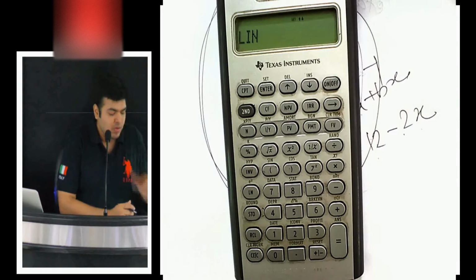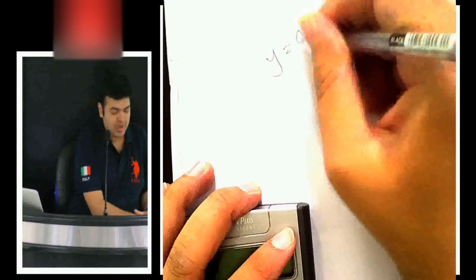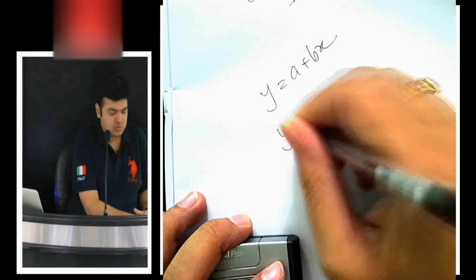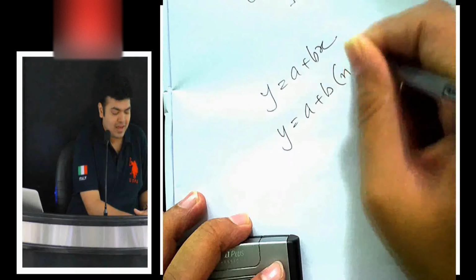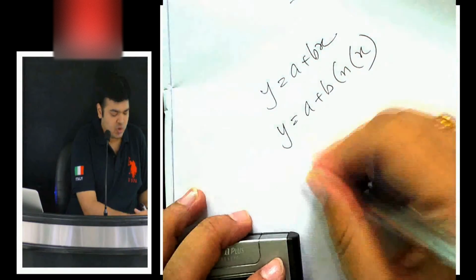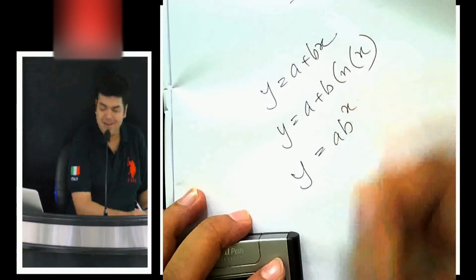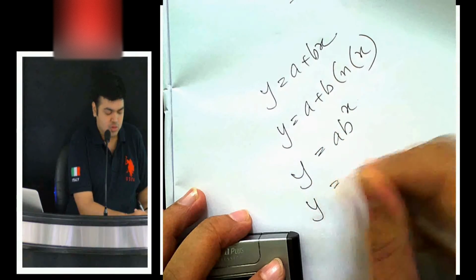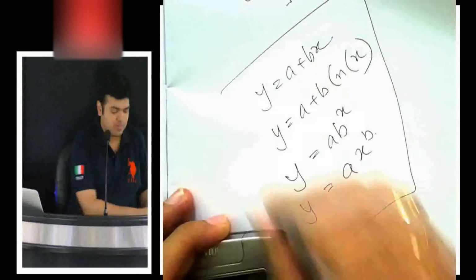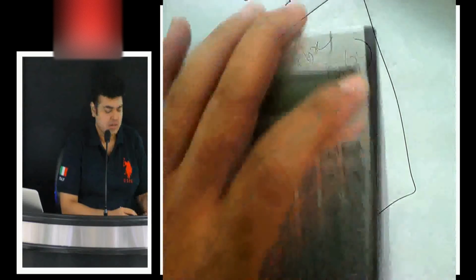All right. So now, instead of having my equation as y is equal to a plus bx, suppose y is equal to a plus b ln of x. It's a logarithmic equation. Suppose y is equal to ab to the power x. Suppose y is equal to ax to the power b. Can you see these formats?